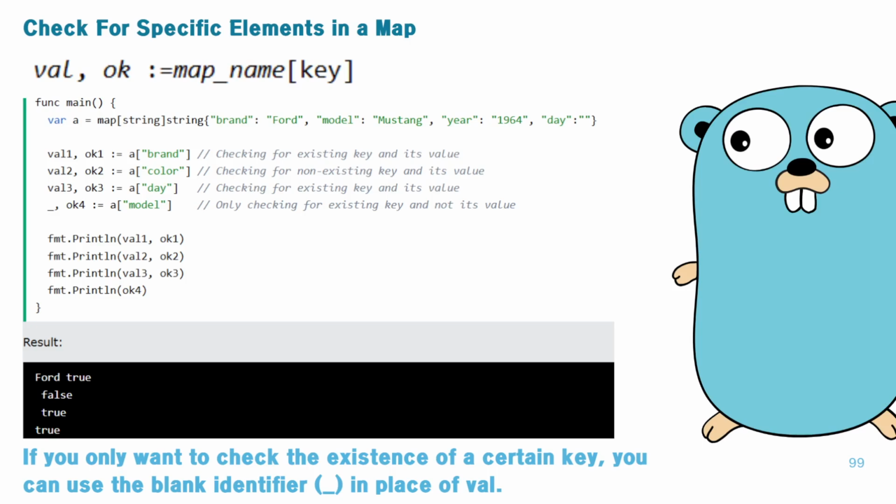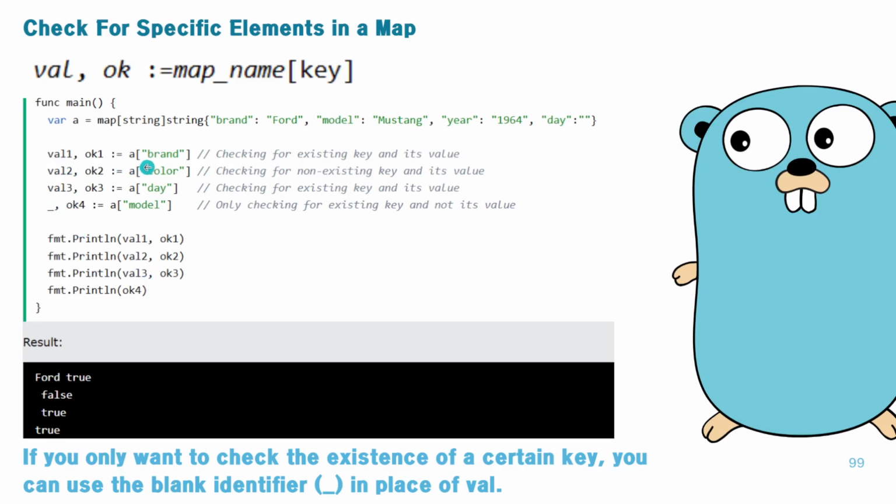To check for a specific element in a map, we can write the map name and key. It basically returns two values, val and ok. ok is a boolean. If it is true, then it has returned some value, meaning the key that you are trying to get is present, and val stores the value of the key. If we only want to check the existence of the key, we can ignore the first value by writing the underscore.